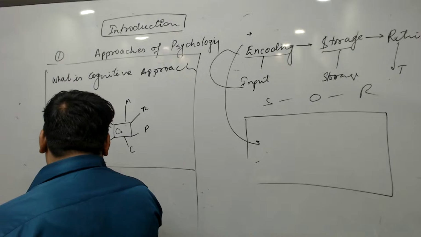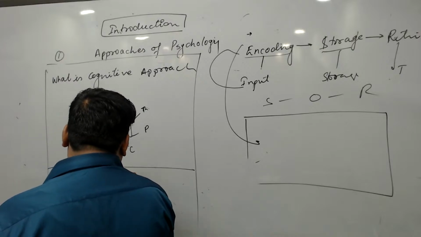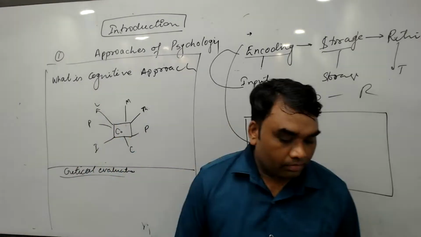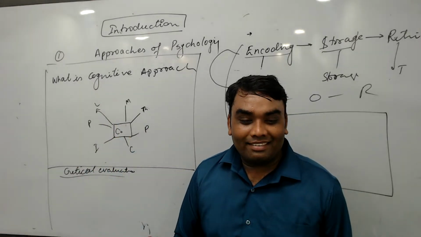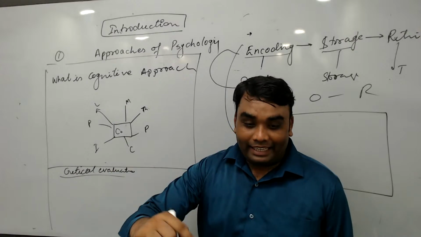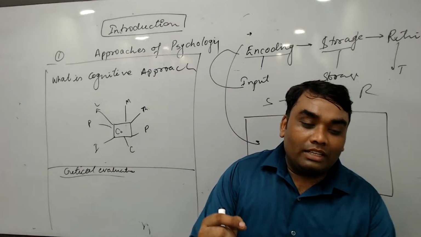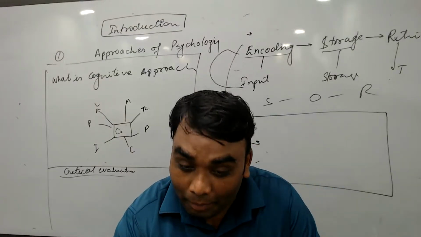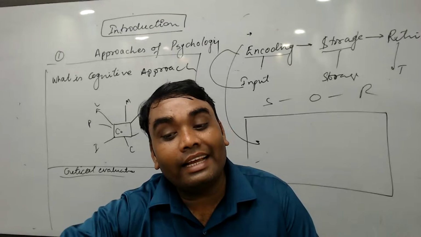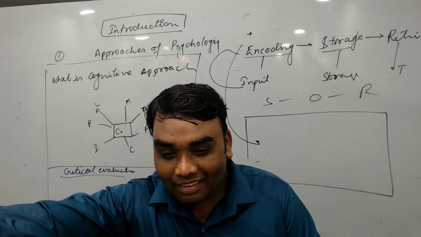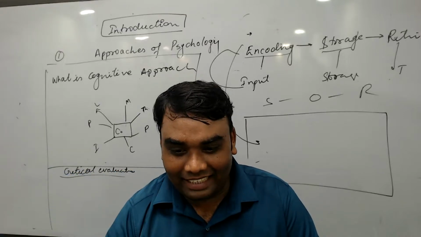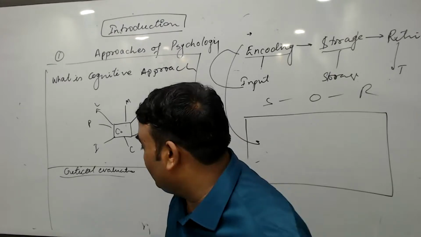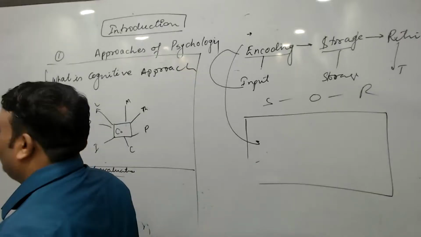Critical evaluation. What is critical evaluation? I already said one line: cognitive psychologists have underestimated the human brain when they compare it to a computer. Getting it? So this is the first criticism. You will write it.